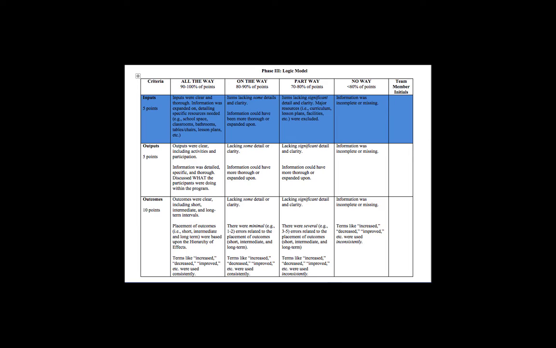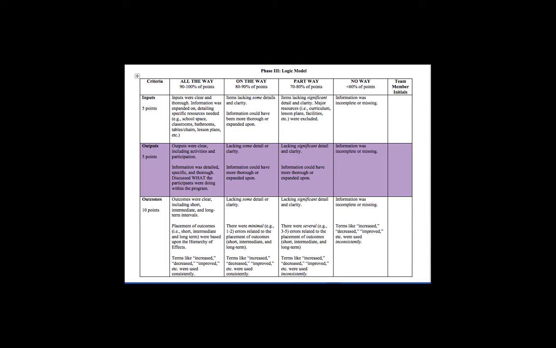As we go down the point scale, you will see how on the all the way column there are items, some that are lacking, part way there's significant detail and clarity lacking, and then in the no way column information was incomplete or missing. Now moving forward to the outputs, here shaded in purple.